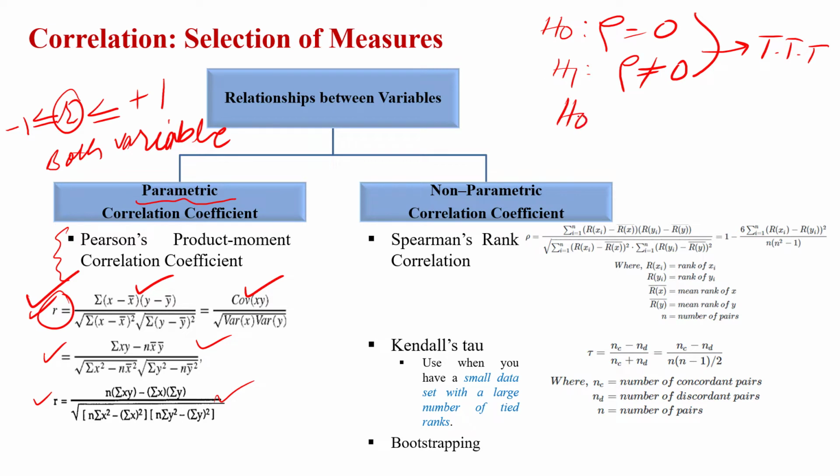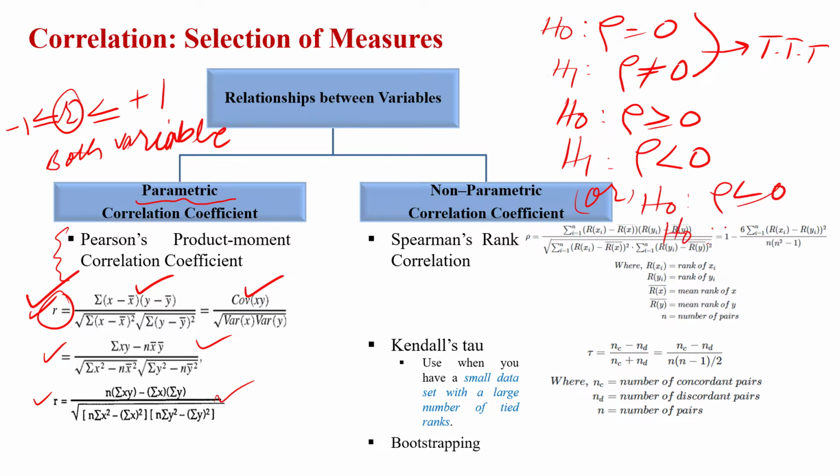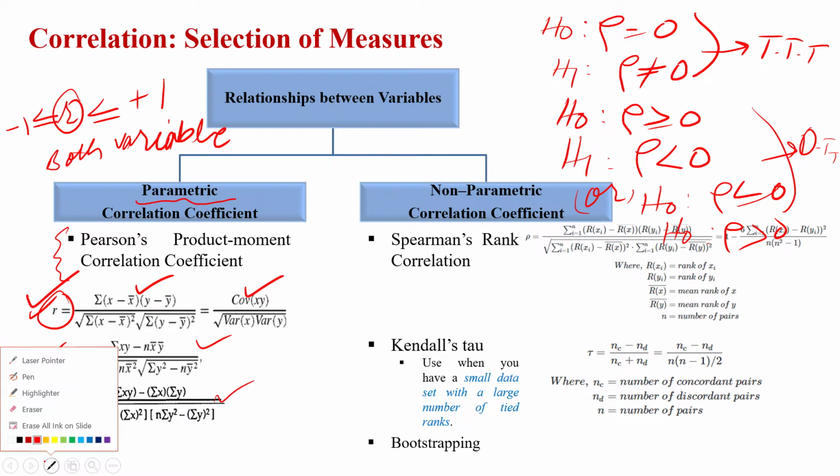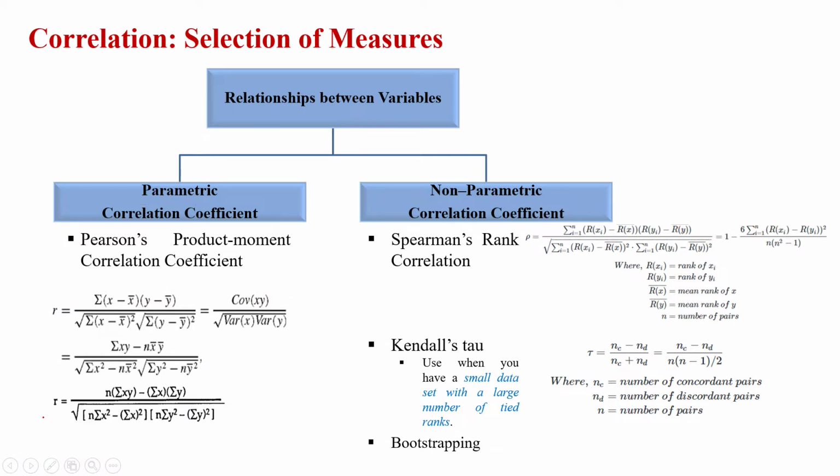Similarly, we may have the correlation coefficient greater than or equal to 0 as the null, meaning a relationship of more than or equal to 0, and the alternative being less than 0, meaning a negative relationship. Similarly, if we have less than or equal to, then H naught would become greater than. So this is called a one-tail test, right? It could be any condition, so you can test this one.